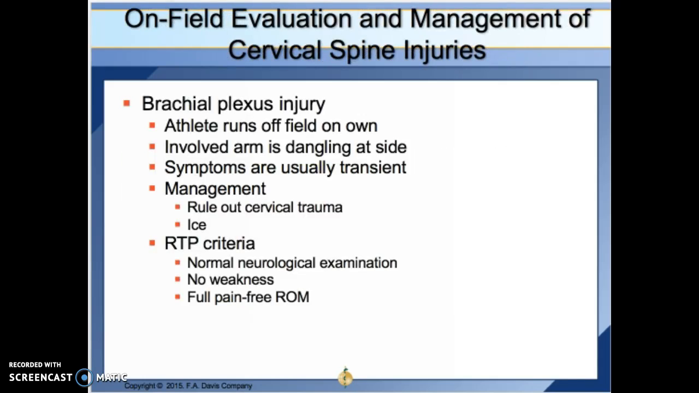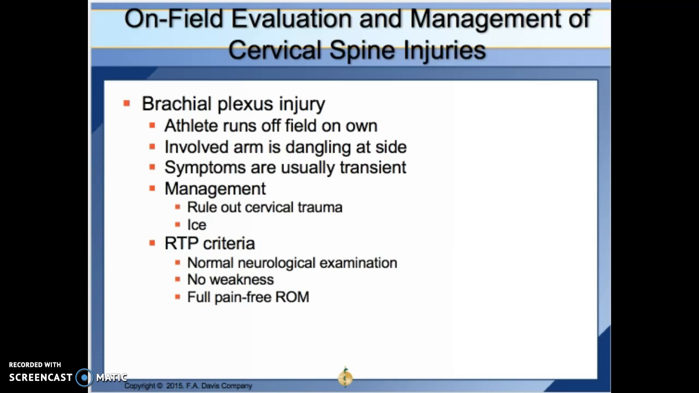All right, and our on-the-field management for the brachial plexus injury is probably the thing we need to be the most concerned about with our cervical spine injuries, other than a catastrophic injury, which we have already been over. And you all have perhaps seen this before. The athlete runs off the field on their own. The involved arm is dangling at their side. And again, the symptoms are typically transient.